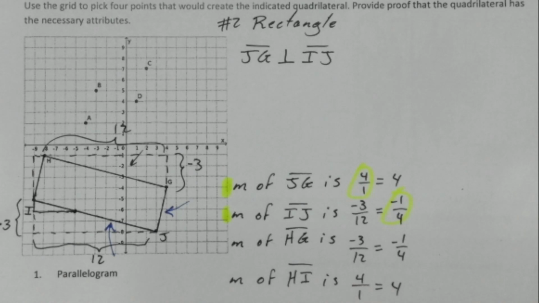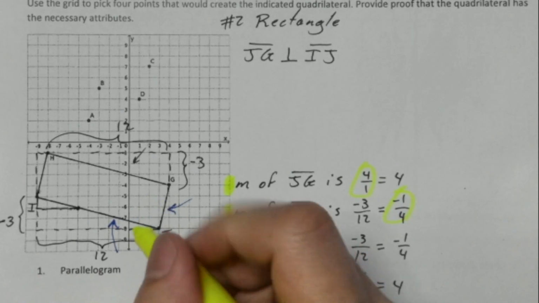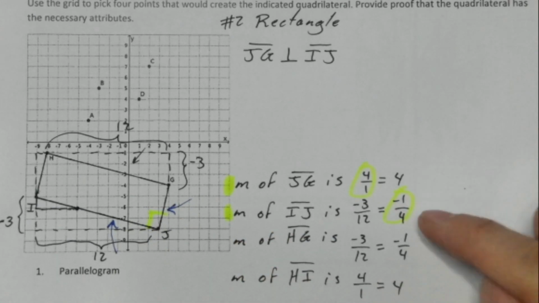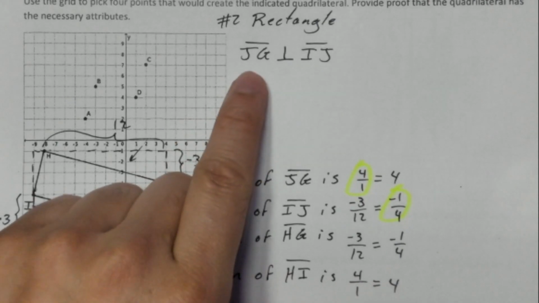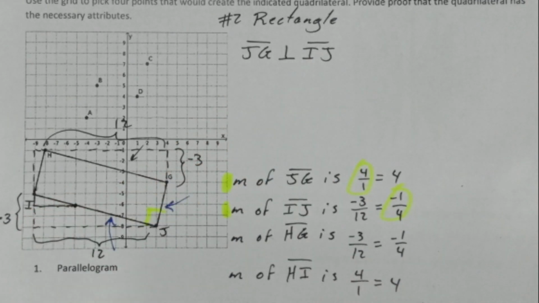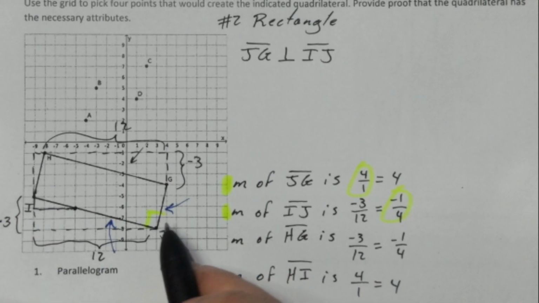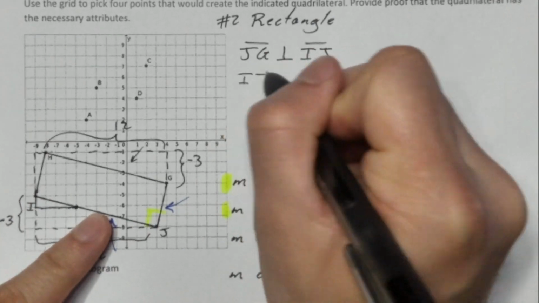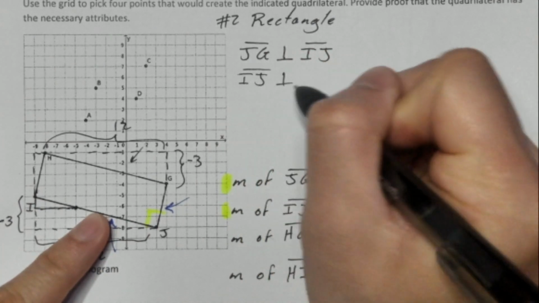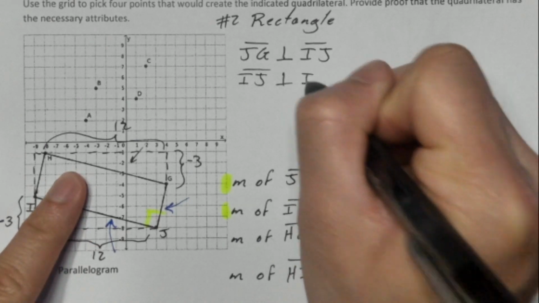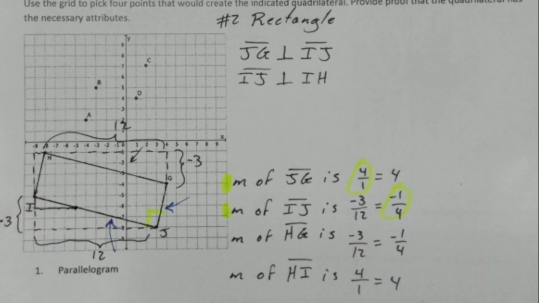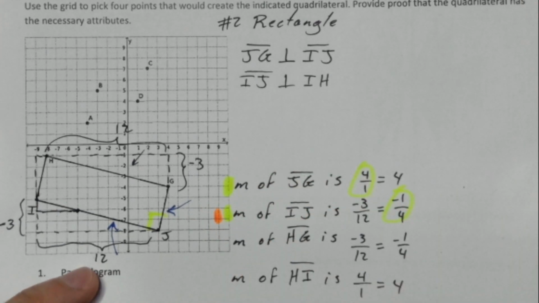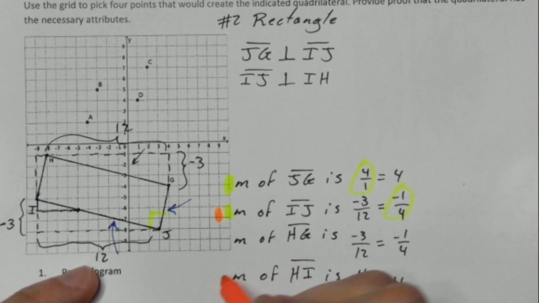And that would be for this right angle. It's a right angle because these two slopes are perpendicular. So this is perpendicular to this. Not only that one, if I take a look at this one over here, IJ would be perpendicular to IH. Let's take a look at IJ, which is this one, and IH, which is this one.